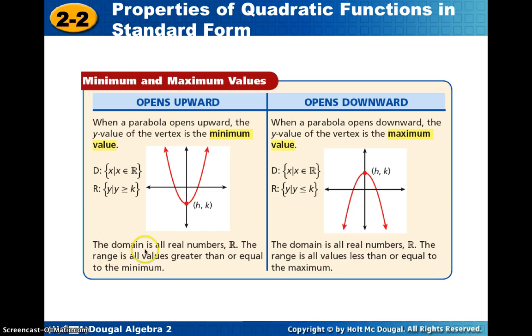The domain for all these parabolas is all real numbers. Now the range will depend on what y values are covered. See, it's only covering here. It starts at this value of k, and it's only covering these top values over here. So it doesn't cover the entire y-axis. But the domain is always going to be all real numbers for parabolas.